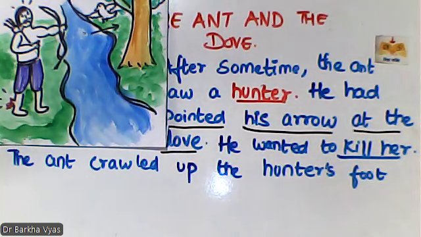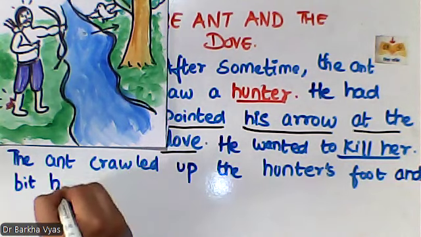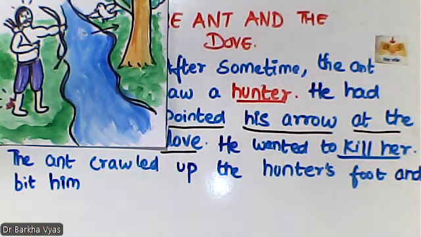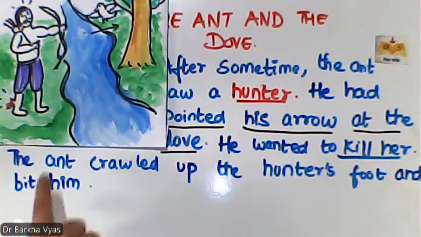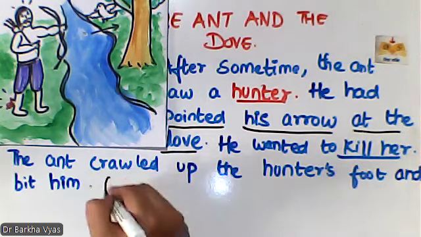Okay? And bit him. So what did the hunter say? हंटर के पैर पे चढ़ के, फुट पे चढ़ के, व्हाट डिड द एंट डू? एंट ने काटा, चींटी ने काटा। तो चींटी जब काटती है तो हमें दर्द होता है ना। So the ant crawled up the hunter's foot and bit him. Ouch!